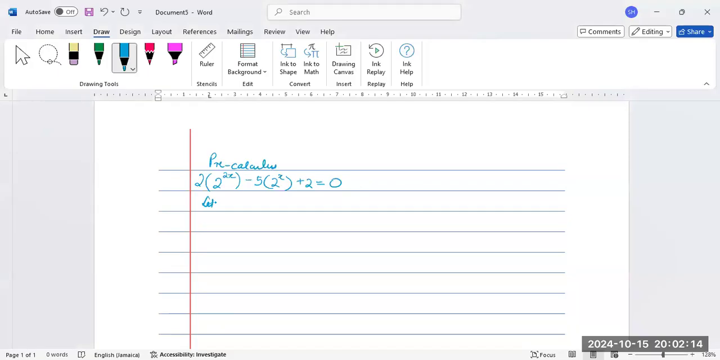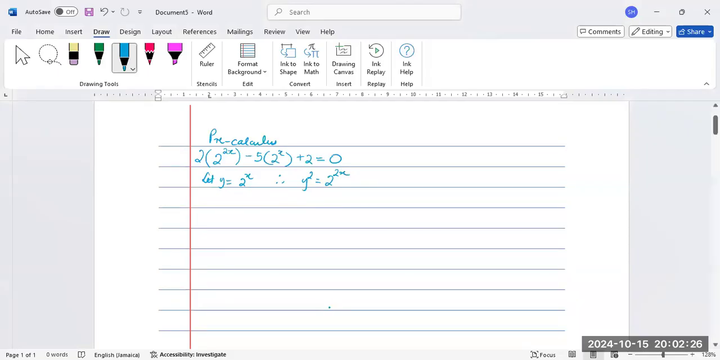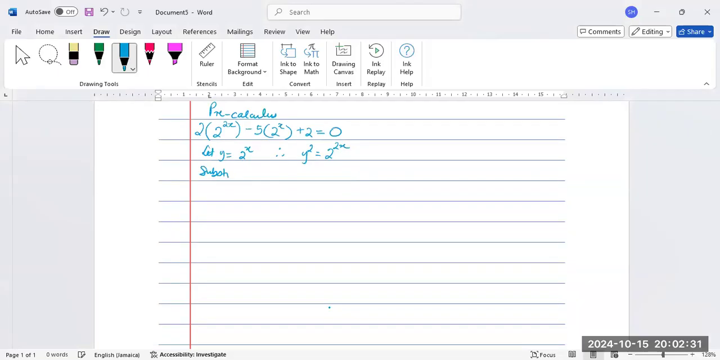Therefore, what is y squared equal to? 2 to the power 2x. Yeah. And then I'm going to resubstitute. 2y squared minus 5y plus 2 equals 0. I'm factorizing, so I'm going to be multiplying the coefficient of y squared by the constant. 2 times 2 is 4. I need two numbers that multiply to give 4, but when added give me negative 5. Negative 1 and negative 4.